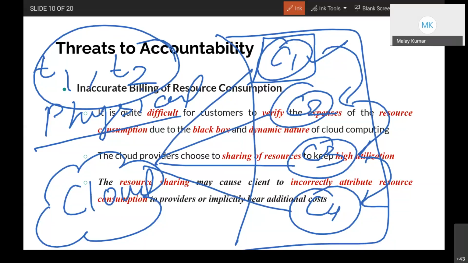So whenever there is sharing of resources, it is very difficult to perform accurate billing or accurate accounting of resources. I hope you are able to understand the threats of cloud accountability. So now if you have any question, you can ask me.